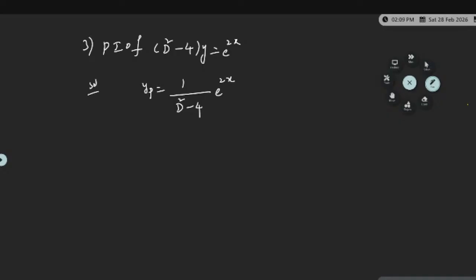We are supposed to substitute the d value. If you substitute d equal to 2, the denominator is 0. If you substitute it, this is e power 2x by 0. It is not the answer. It is not acceptable because something by 0 is infinity. In this case, okay.